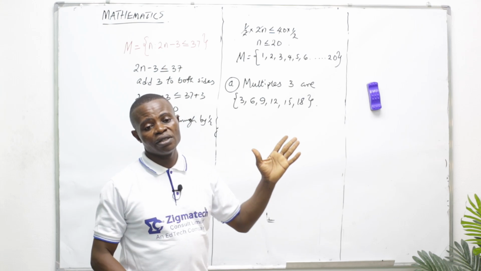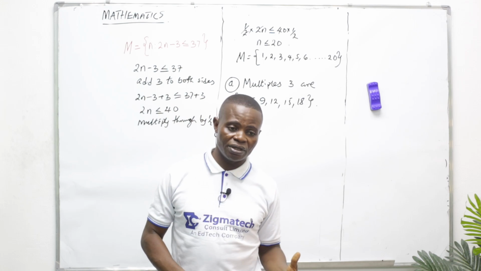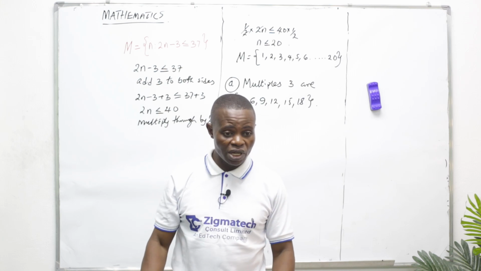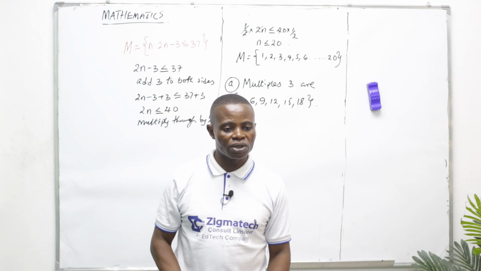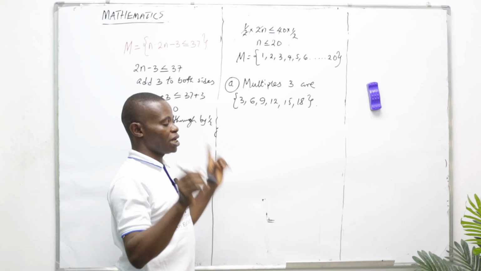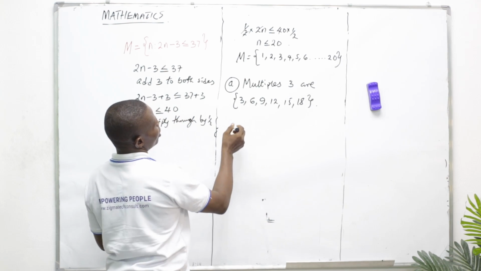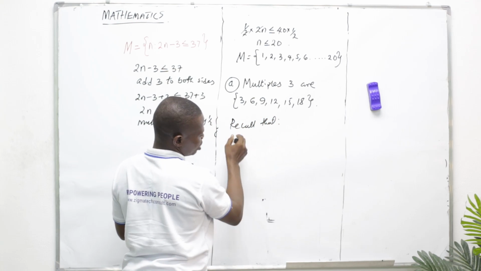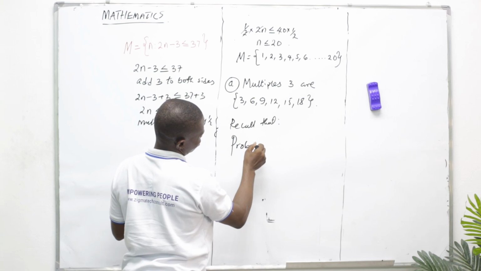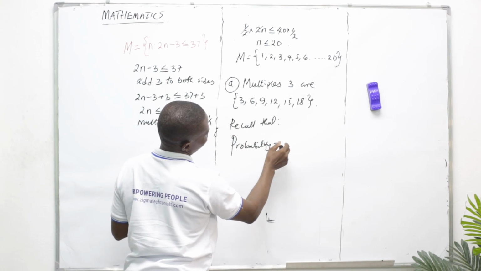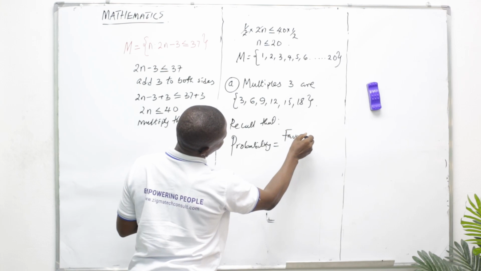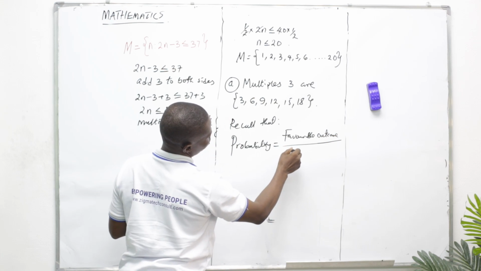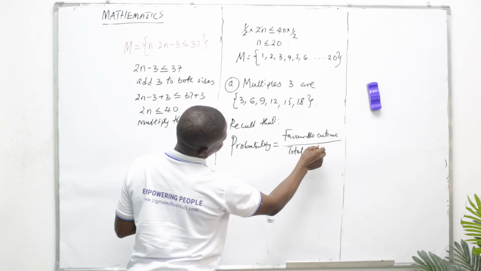This is the listing part. Now the best solution is not the listing, it is going straight to what they want. What do they want? The probability of the multiple of 3. Recall that in probability, probability equals favorable outcome all over total outcome. This is the number 1 thing.